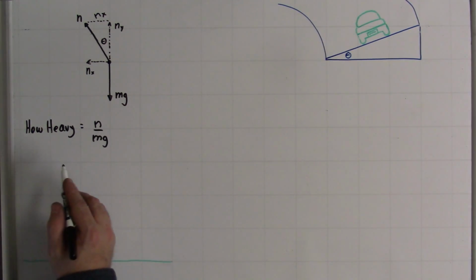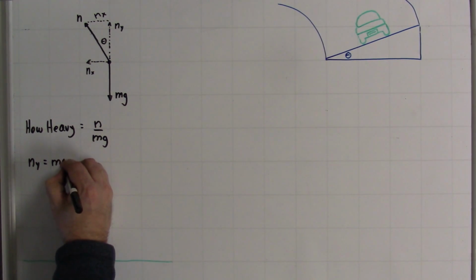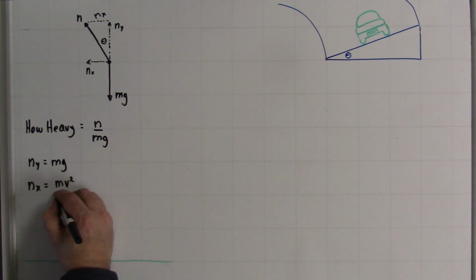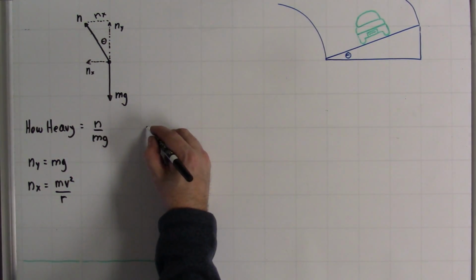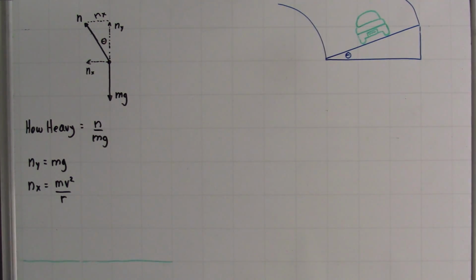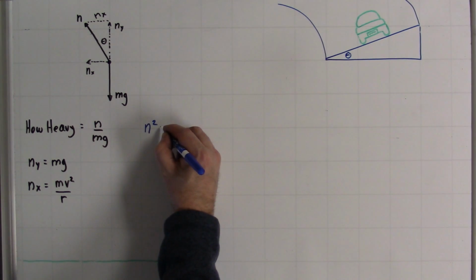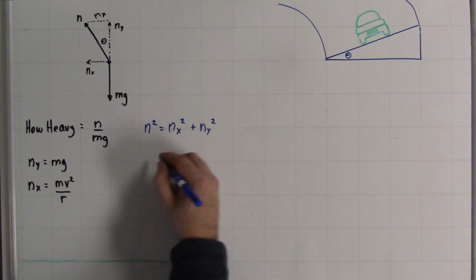So let's go back, and if we look at this, I know that the normal force in the y direction is equal to mg. The normal force in the x direction was equal to mv squared over r. And so what we're going to do is, if I want to find the actual normal force itself, it is going to be the hypotenuse of this triangle. So I'm going to say that the normal force is equal to the normal force in the x direction squared plus the normal force in the y direction squared.